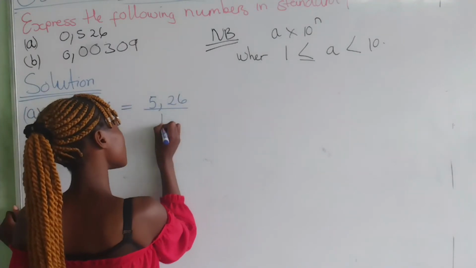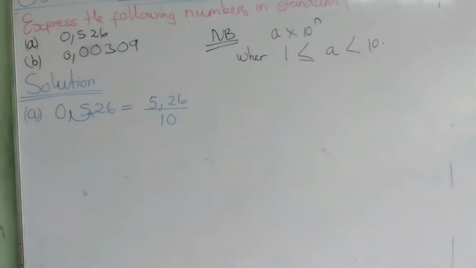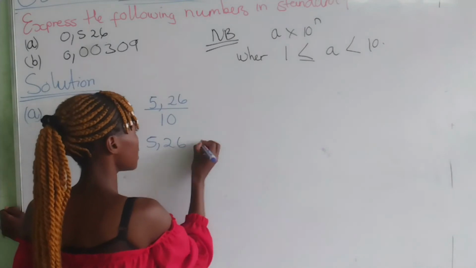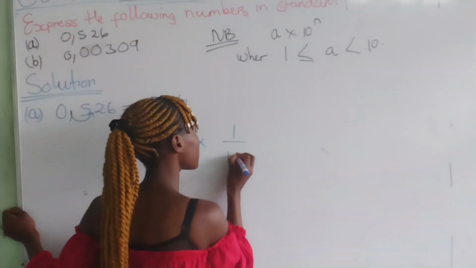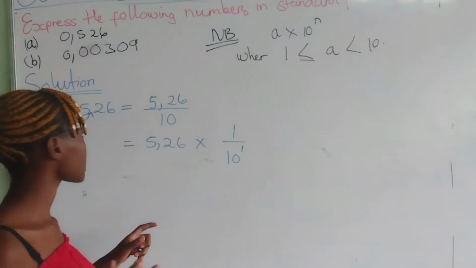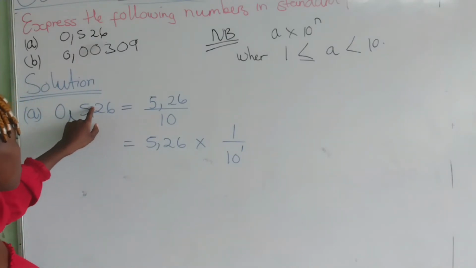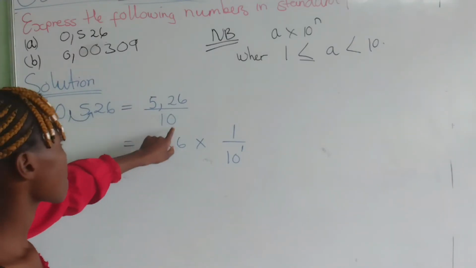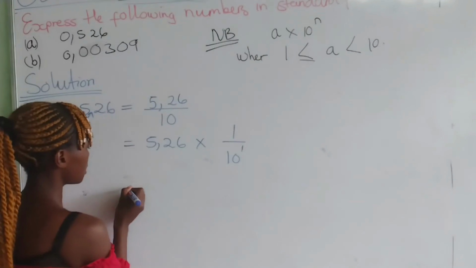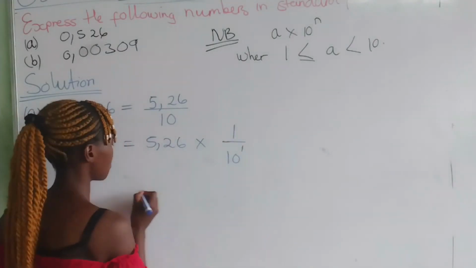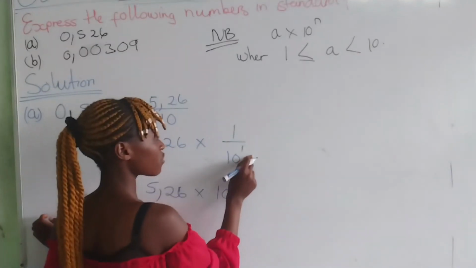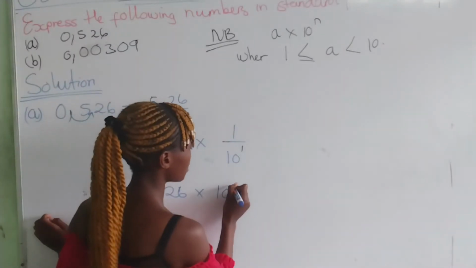5.26 over 10. Okay? And this is the same as 5.26 times 1 over 10 to the power 1. I'm just following the steps, guys. I've moved my decimal point one decimal place. But this thing is the same as this. And this also means 5.26 times 10. If we invert this one, it's going to be minus 1.